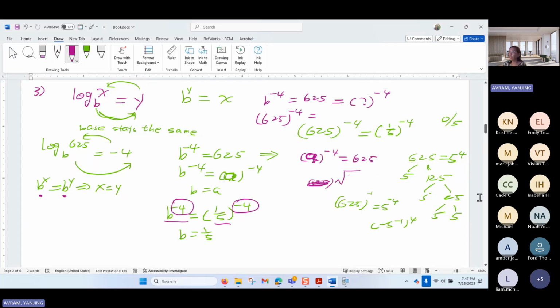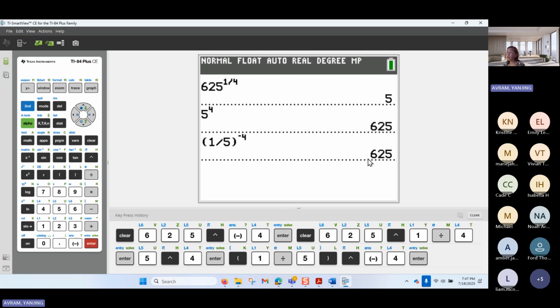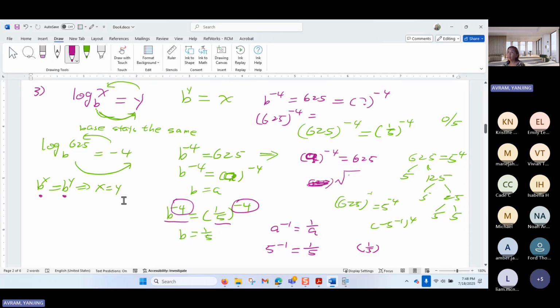But I want a negative power. So what is a negative power? A to the negative 1 power is equal to 1 over a, right? So 5 to the negative 1 power is equal to 1 over 5. So if I have 1 over 5, what is 1 over 5 to the negative 4 power? That is equal to 625, because 1 over 5 to the negative 1 power gives you 5, and 5 to the 4 is 625. So b is equal to 1 over 5 in this case.